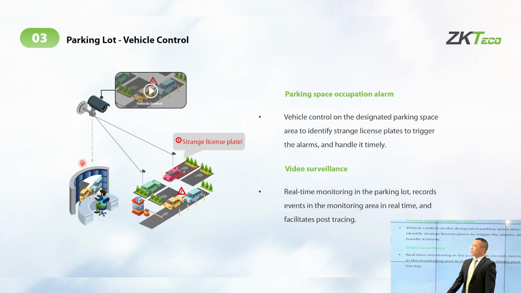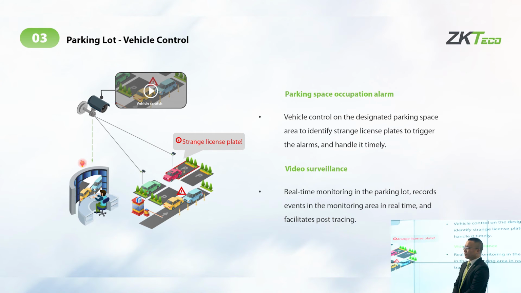As for the parking lot management, this function exists for the parking. If this parking lot does not belong to this person and the person just parks here, the camera will trigger an alarm, and also indicate he cannot park here.